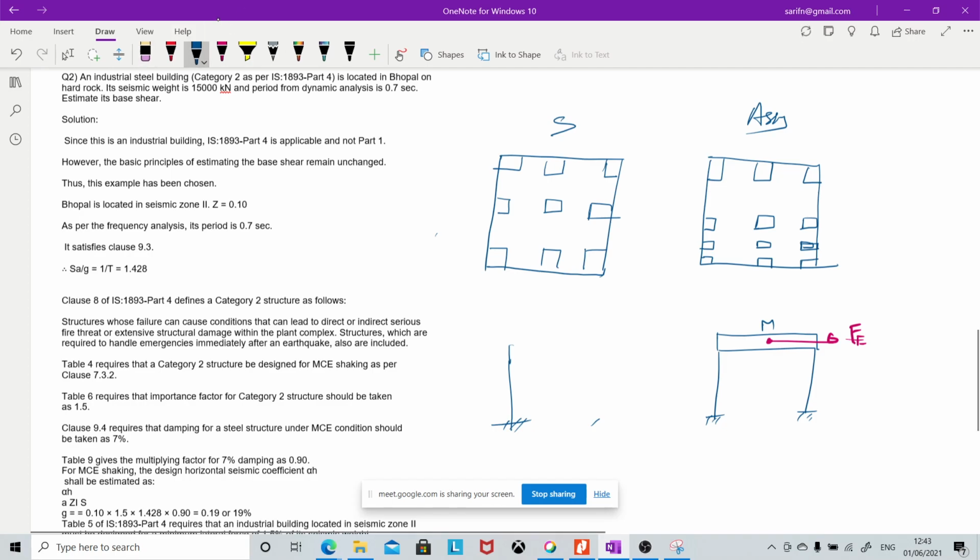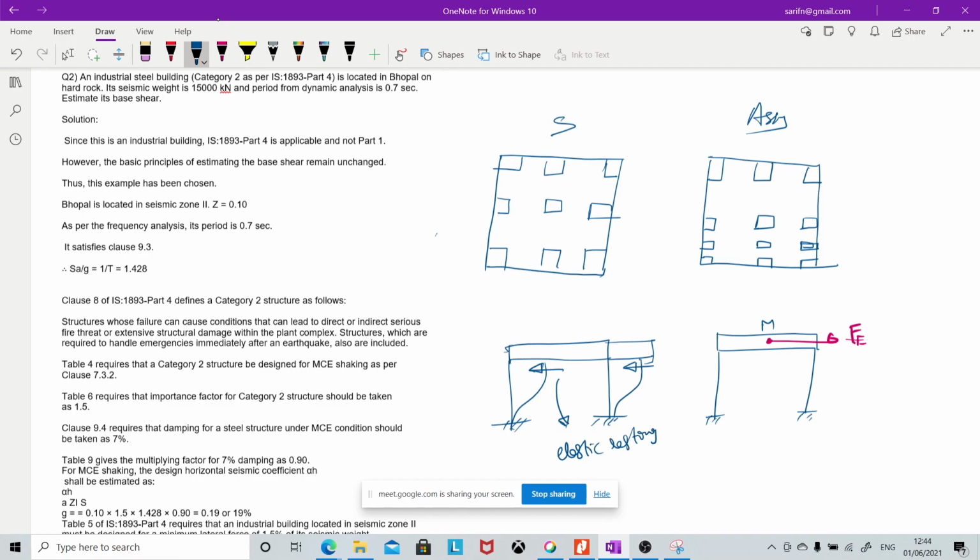So let us say this building deforms. In this fashion, the building is going to deform. And when the building deforms, what will be the tendency of the column? The tendency of the column will be to come back to its original position. How does it do that? It does that by developing elastic restoring force, because it is like a spring. So elastic restoring force will be developed.